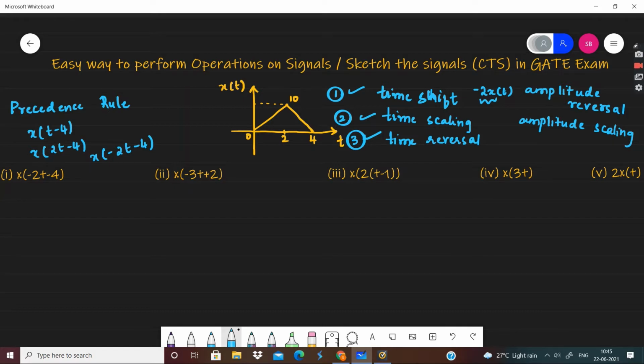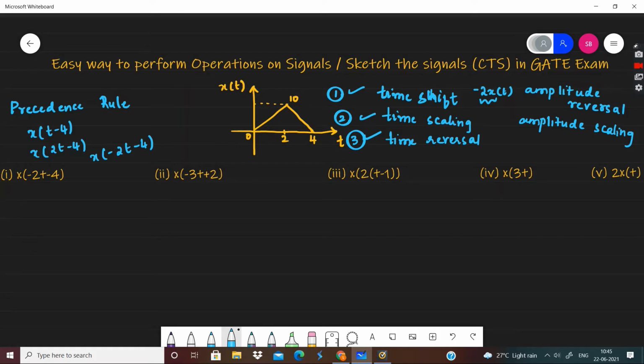To sketch this individual signal, it will take some ample amount of time. In GATE exam you won't be having sufficient time to solve the problem, so you have to manage your time accordingly. So with that point of view, in today's video we will see how we can use a shortcut method in order to solve such kind of problems.